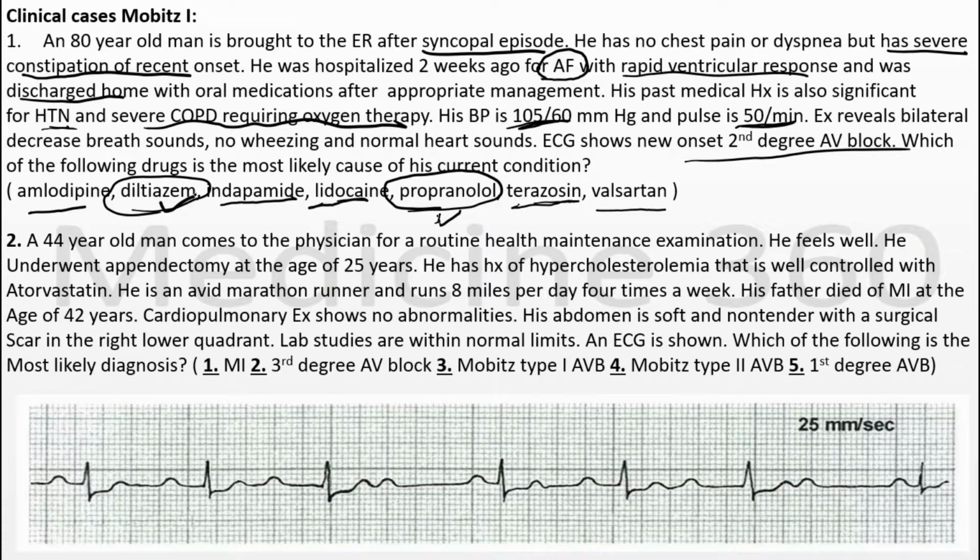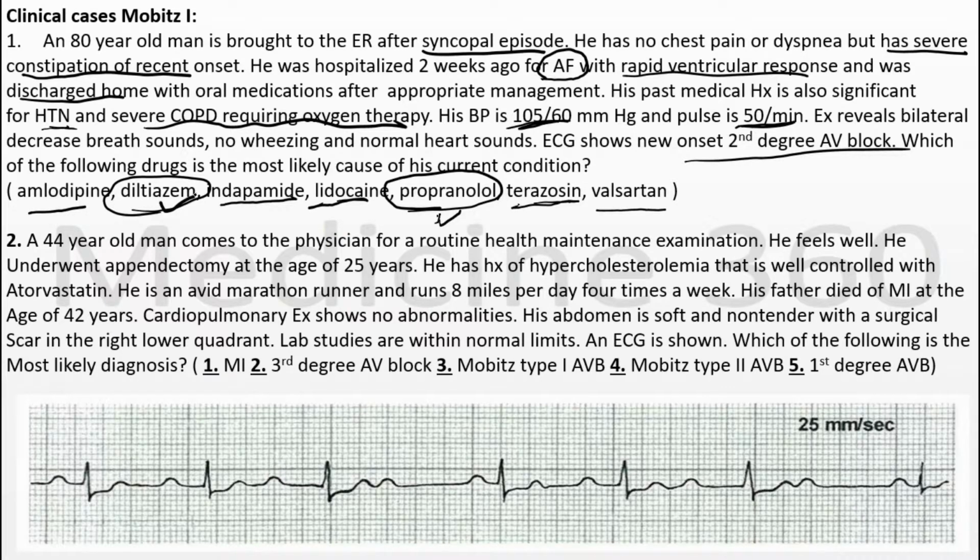A 44-year-old man comes to the physician for a routine health maintenance examination. He feels well. He underwent appendectomy at the age of 25 years. He has a history of hypercholesterolemia that is well controlled with atorvastatin. He is an avid marathon runner and runs 8 miles per day, 4 times a week. His father died of MI at the age of 42 years.